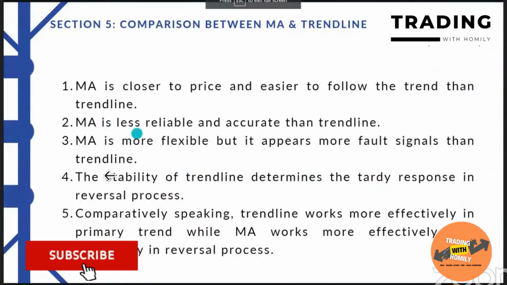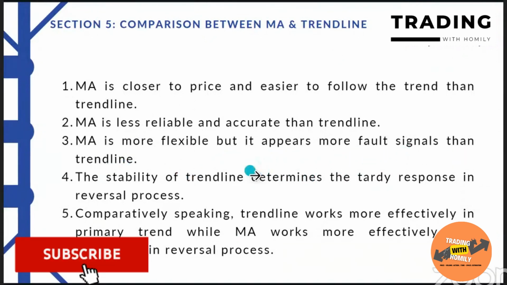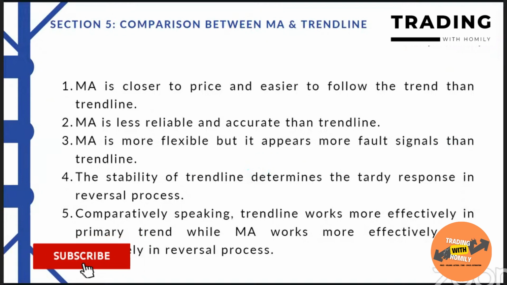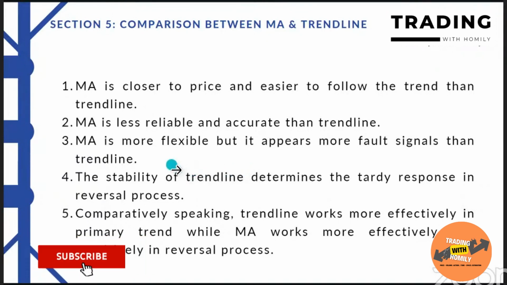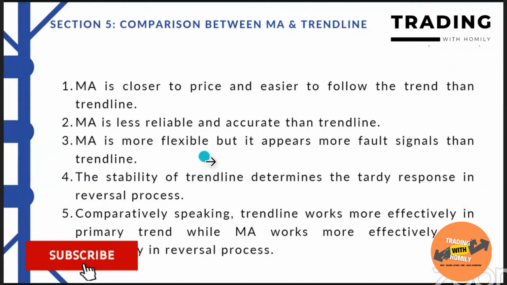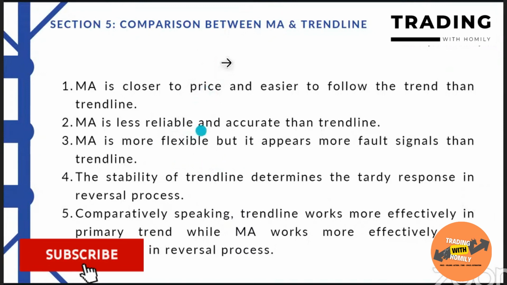The third one, MA is more flexible, but it produces more failed signals than the trend line. Just now we have said that the smaller the parameter, the more sensitive it is. So it is easy to have a breakthrough. Maybe it will let you rush to buy or sell, because why? It follows the price so it easily gets breakthrough.